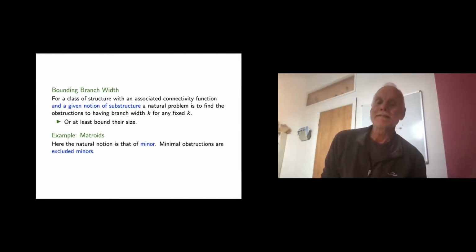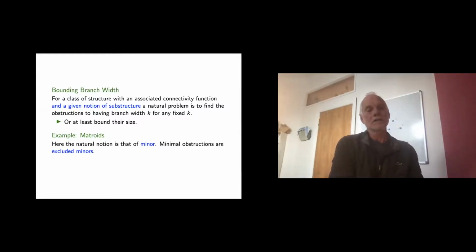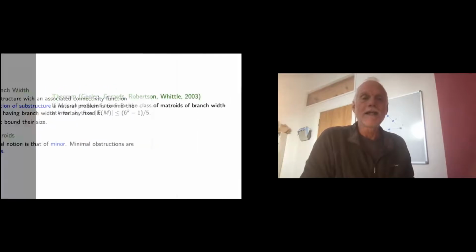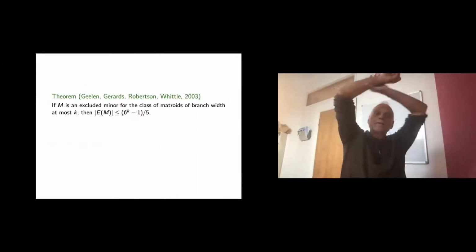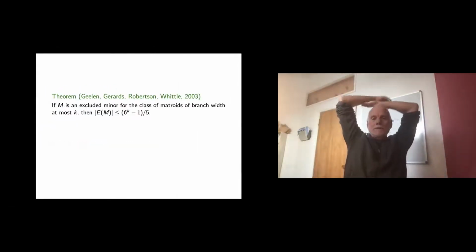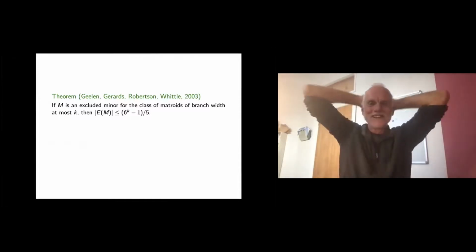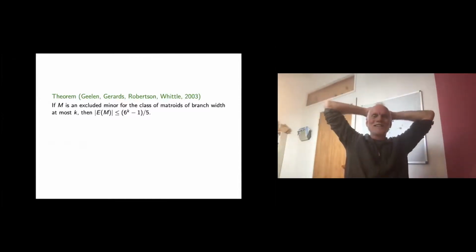For a matroid theorist, the natural notion is that of minor, and the minimal obstructions are excluded minors. That's the natural thing that a matroid theorist would think about. And here's a theorem that goes back quite a while, of Jim Geelen, Bert Gerards, Neil Robertson and myself, back to 2003. I discovered it somewhat to my unease when I looked it up in the literature.